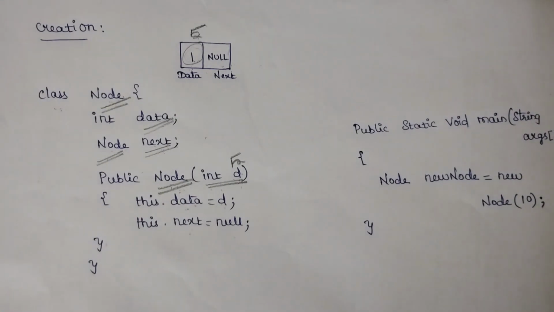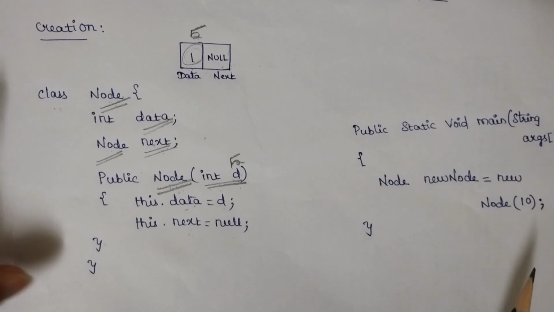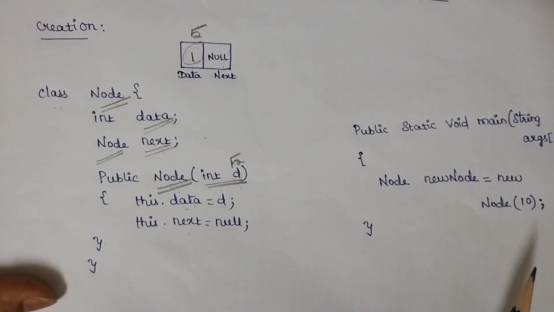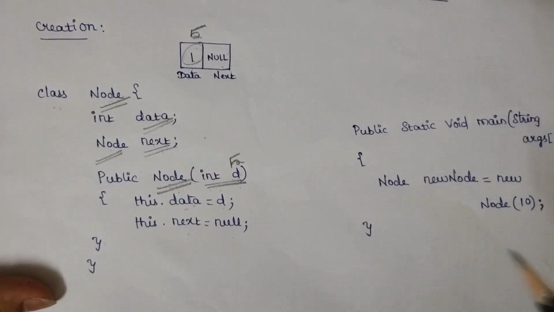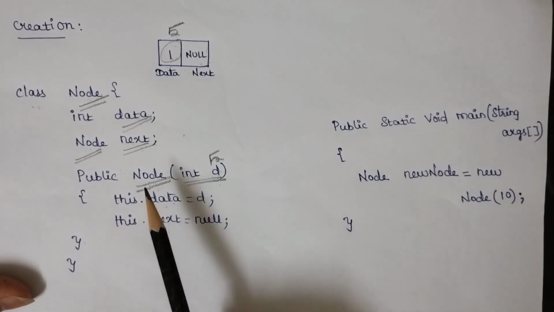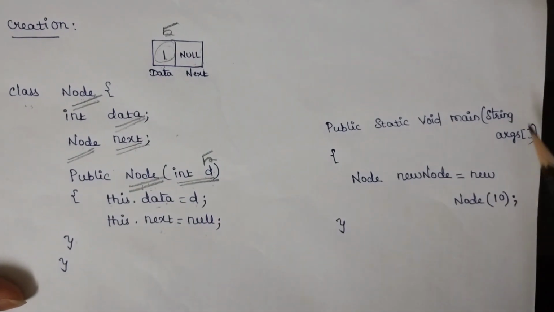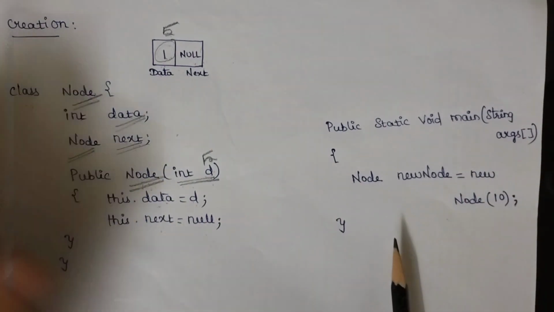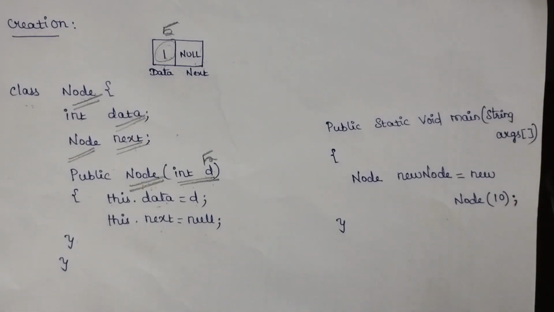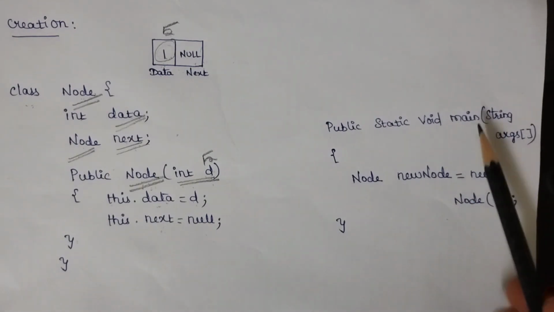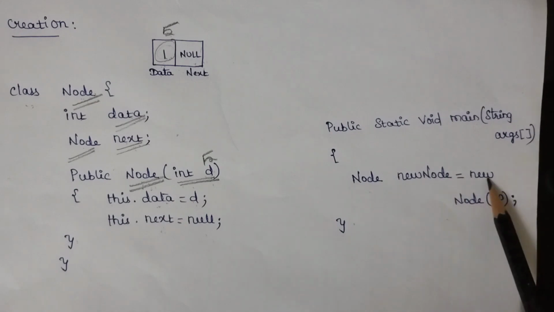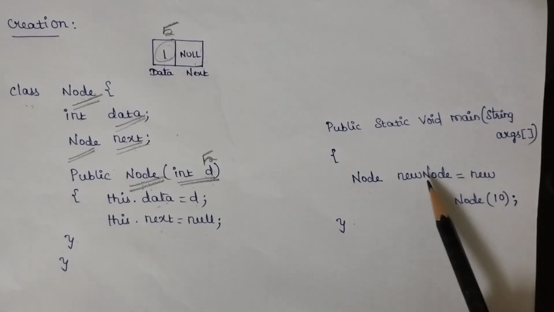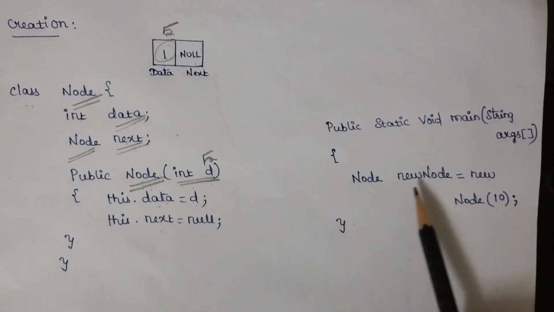How do I call this? I have not created a node yet. Actually, I was about to create one, but this is the code for creating a node. Once I call this constructor, a new node will be created. This is the way I can create a node. Always your execution starts from the main function, and inside the main function I have created a new node, an object for the class Node.